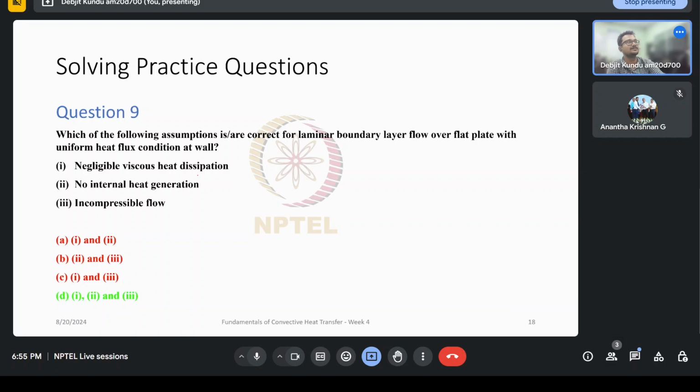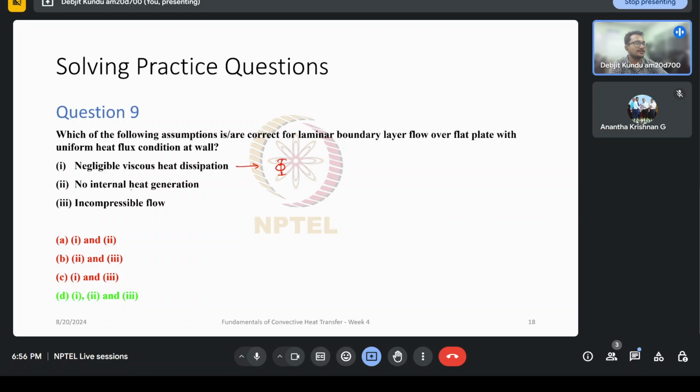It is indeed correct. So the first one, the heat dissipation is ignored. This heat dissipation term, capital Phi, is the viscous dissipation term. So if there are huge velocity gradients, then due to the friction between the layers of fluids, there is a certain heat generation within the fluid. So that heat generation term should not be there, so that our mathematical equations are easy and nice. So we have to ignore this.